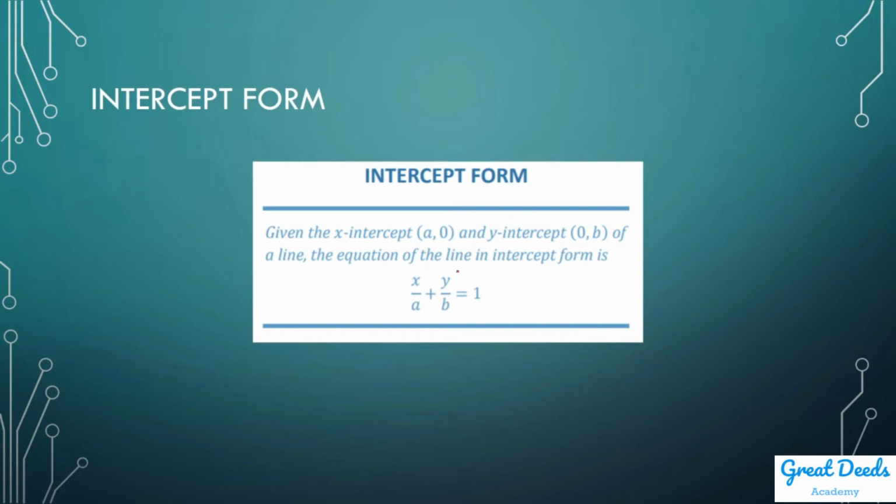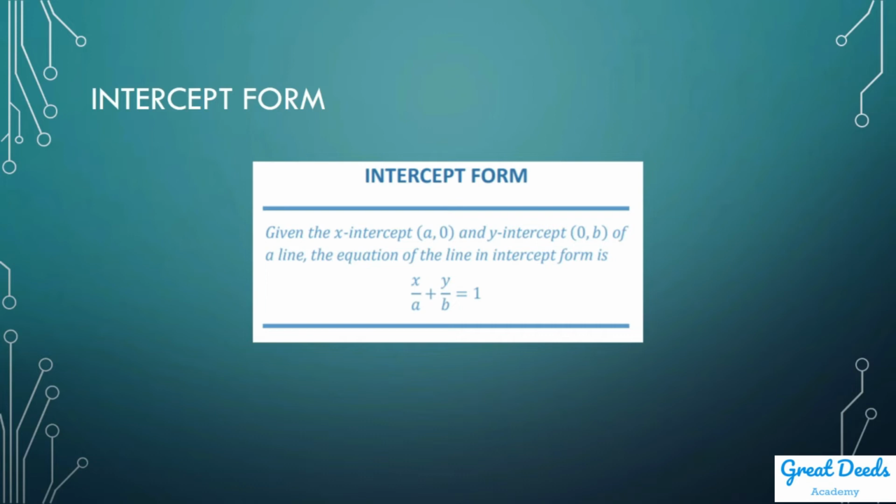So if you were to replace y by 0, what is the value of x? This becomes x over a plus 0 is equal to 1. So x is equal to a, okay? And that is our understanding of the x-intercept.